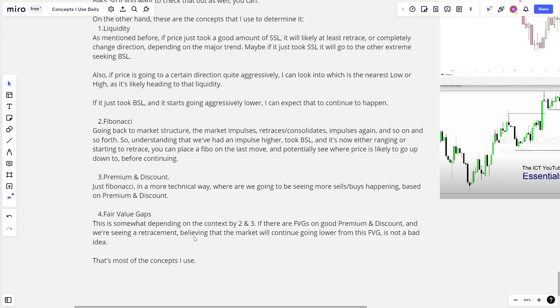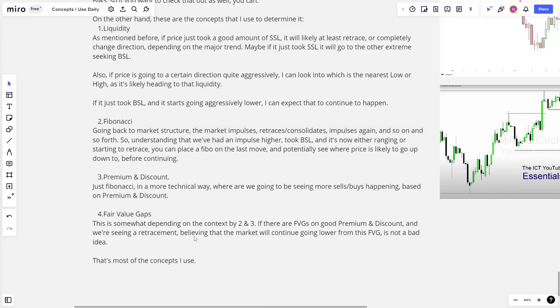And last but not least, fair value gaps. This is something somewhat dependent on the context provided by 2 and 3. If there are fair value gaps on good premium and discount, and we're seeing a retracement, believing that the market will continue going lower, as an example, from this fair value gap, it's not a bad idea, right?